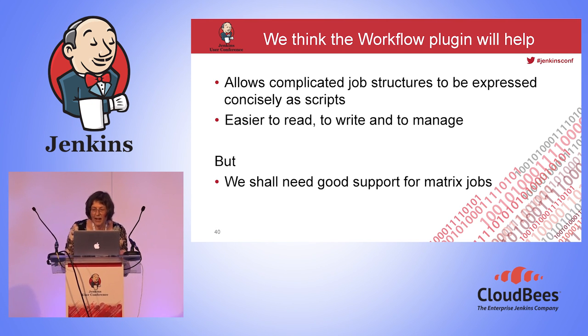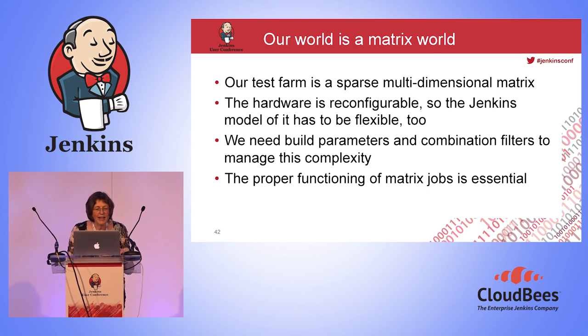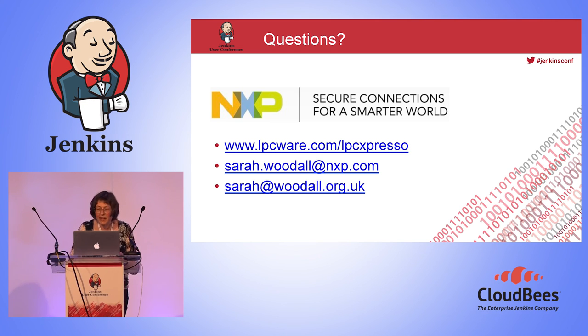I'm hoping. So just to recap, yes, it's a matrix world, and it's a reconfigurable matrix world, a sparse matrix. So Jenkins has to be flexible as well. We use a lot of features of Jenkins to manage this complexity, and we need matrix jobs to work. Okay, that's it. That's me.